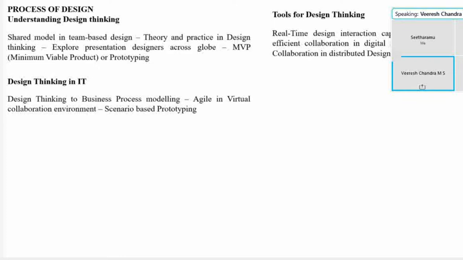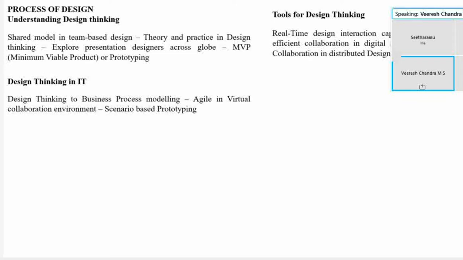So what is IT? Many of the students do not know what exactly the IT industry is. So first of all, we need to tell them what exactly the IT industry is, how they have implemented design thinking in it, what is the waterfall model, why they are not using the waterfall model now, and they have moved to agile methodology. So I'll explain all these things in detail. Don't worry about it. So why have they moved to agile methodology?